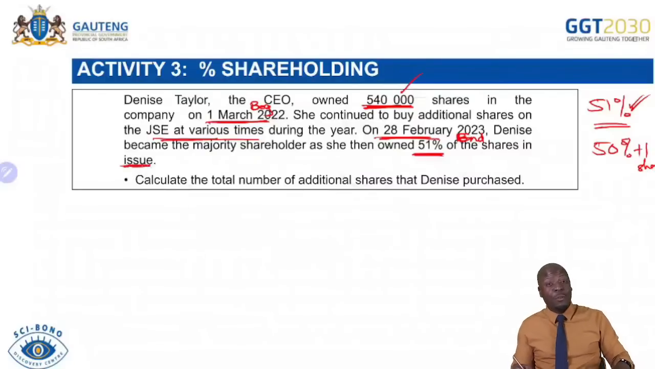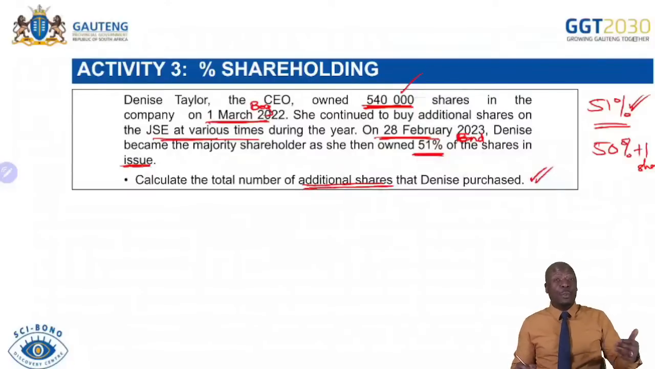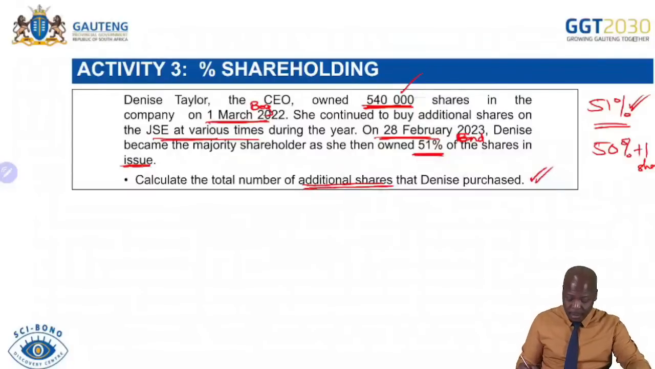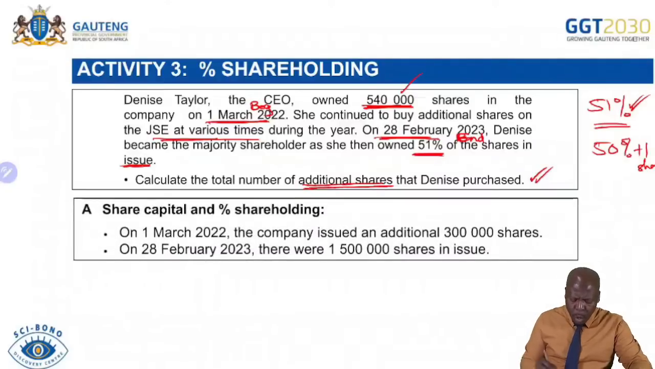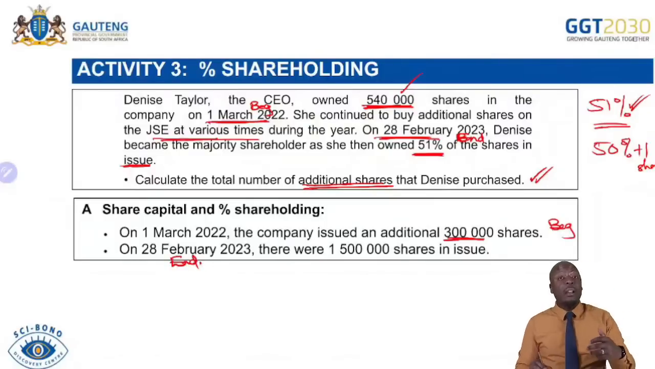Now, the demands of the question are: calculate the total number of additional shares that Denise has purchased. How many more shares has Denise purchased? Let's go and see if we're given more information. On 1 March, the company issued additional 300,000 shares. 1 March, remember, this is the beginning. On 28 February, there were 1.5 million shares in issue. Remember, this is the end. So on the last day of the financial year, the company has 1.5 million shares in issue.